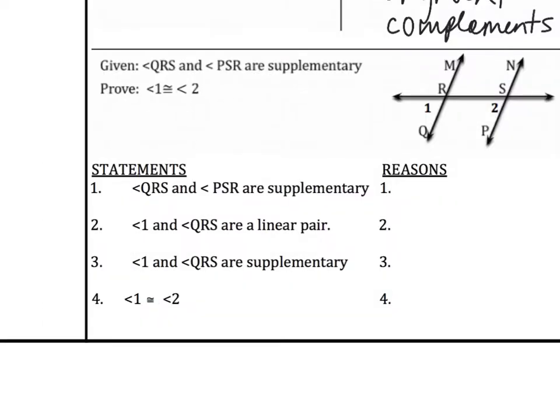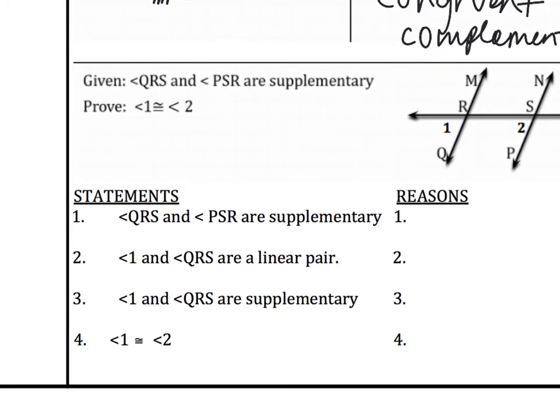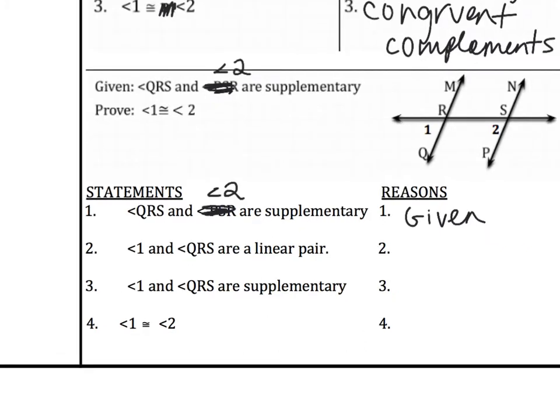So where it says PSR, PSR is really just angle 2, and that's going to make it a lot more complicated. So let's just change it to angle 2. So when it says PSR, really, we just mean angle 2. QRS and angle 2 are supplementary. Prove that angle 1 and angle 2 are congruent. Your thoughts, why does it make sense to you? Reese, what do you think?